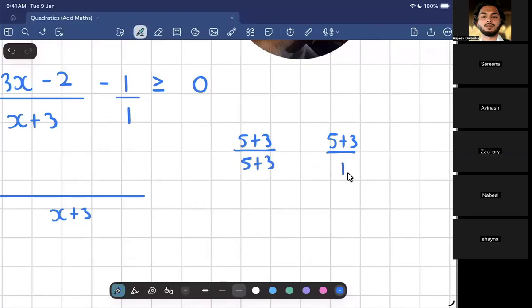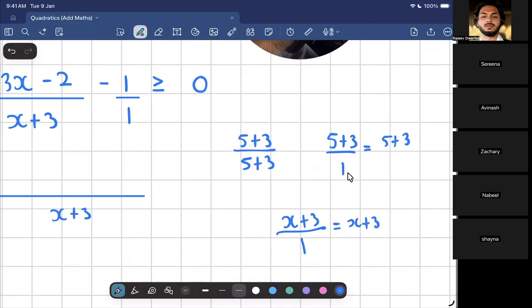Because 5 plus 3 is 8. It's looking weird, right? But it's 8. How many times could 1 go into 8? 8 times. So how many times do you think 1 could go into x plus 3? I promise it's the exact same concept. So 1 could go into 5 plus 3 how many times? 8 times, which is 5 plus 3. So 1 goes into 5 plus 3, 5 plus 3 times. So 1 could go into x plus 3 how many times? X plus 3 times, right?